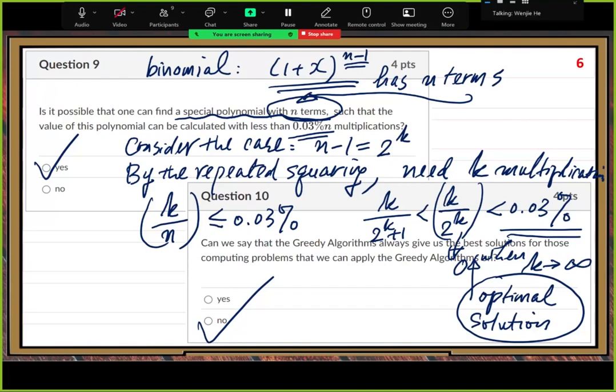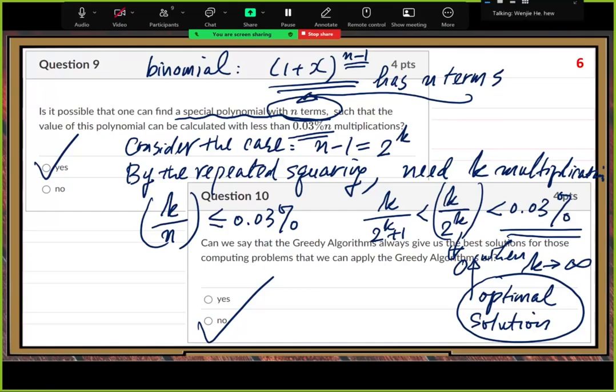So you need to prove it, because it does not automatically give you the best solution. You need to prove it is the best. If you want to make that claim, you need to prove it. But in general, the greedy strategy is not optimal.